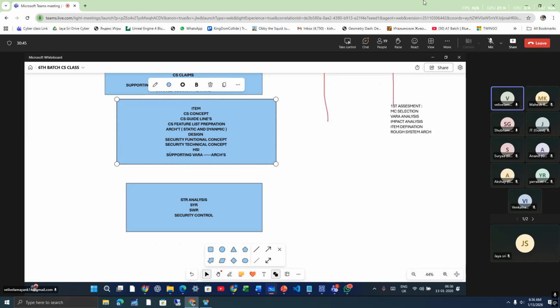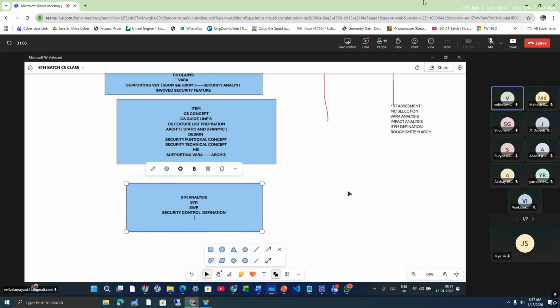HSI discussions and everything will be owned by the architects group: STR analysis, SYR, SWR, security control, and the higher-level decomposition of security control definitions. These definitions are also done this way. This group we call the security requirement engineering group.